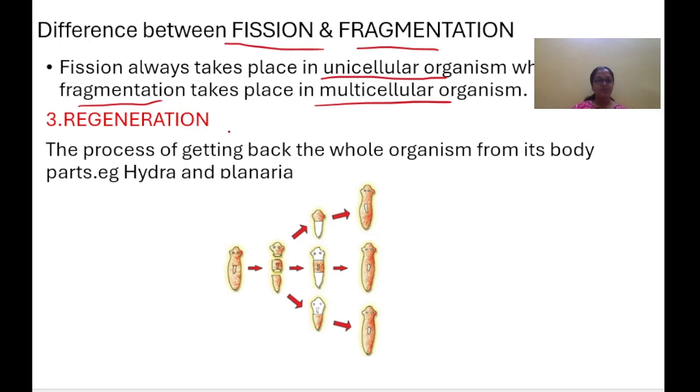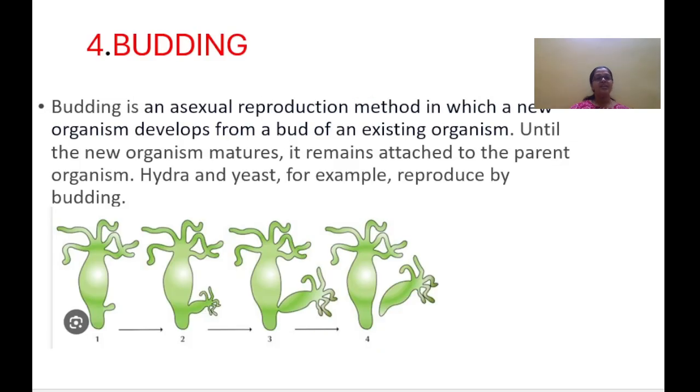Next is regeneration. Regeneration is the process of getting back the whole organism from any of its body parts. This is a diagram given in NCERT of planaria, where you can see the planaria has been divided into three parts. Now each part is growing into a full organism. So this is called regeneration. A single body part can regenerate into the whole organism. Clear? Now moving to the next type, that is budding. Budding is a very simple type of asexual reproduction in which a new organism is developed from a bud.